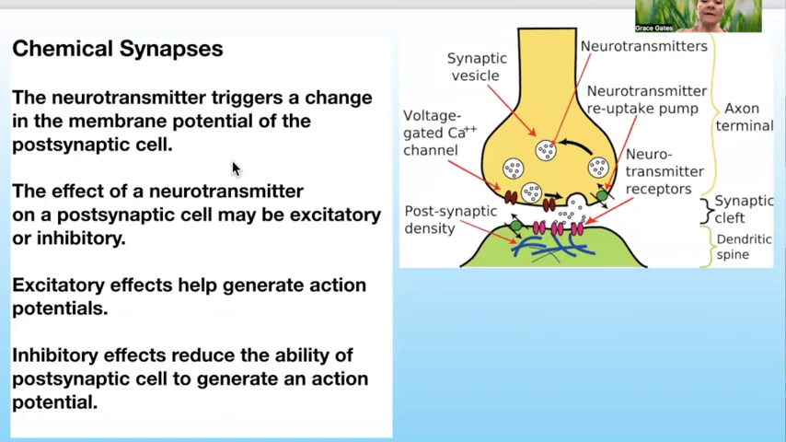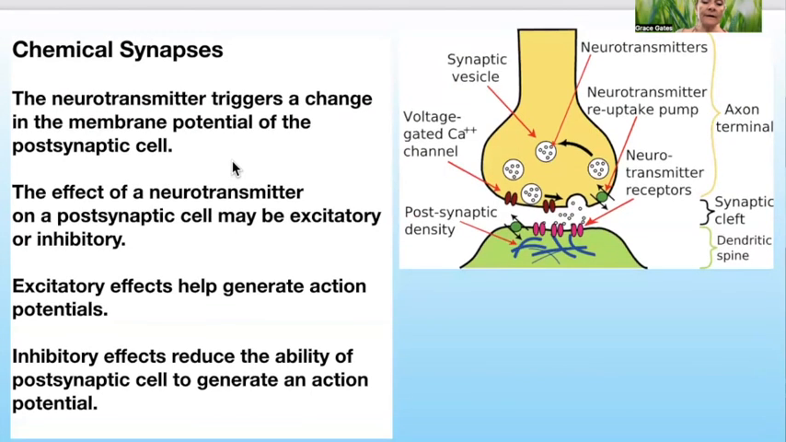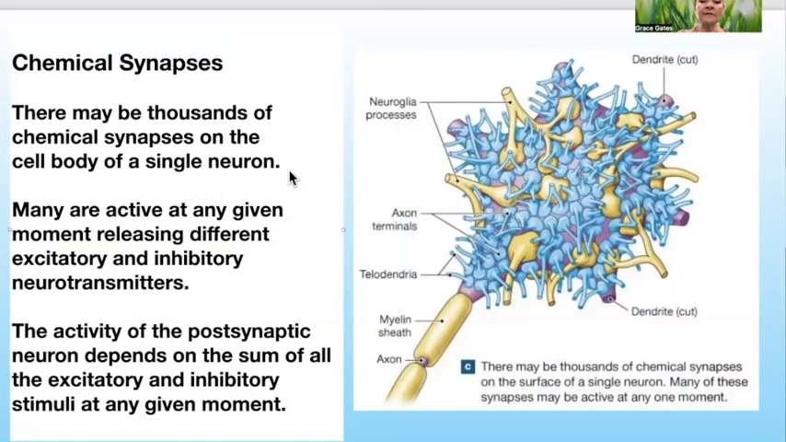The effect of a neurotransmitter may be excitatory or inhibitory. Excitatory effects help generate action potentials. Inhibitory effects reduce the ability of a postsynaptic cell to generate an action potential. There may be thousands of chemical synapses on the cell body of a single neuron. Many are active at any given moment, releasing different excitatory and inhibitory neurotransmitters.